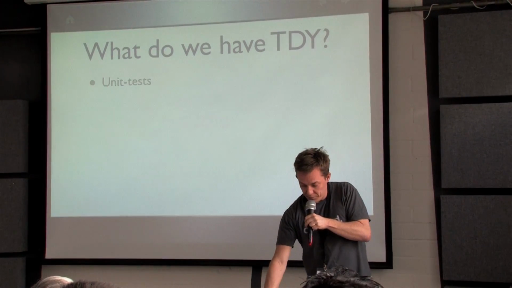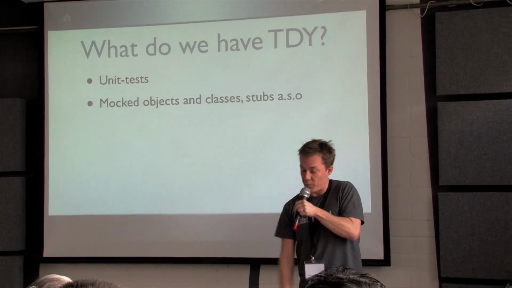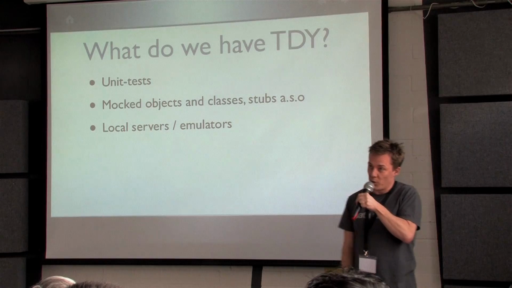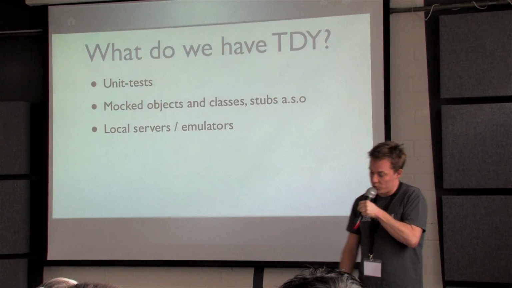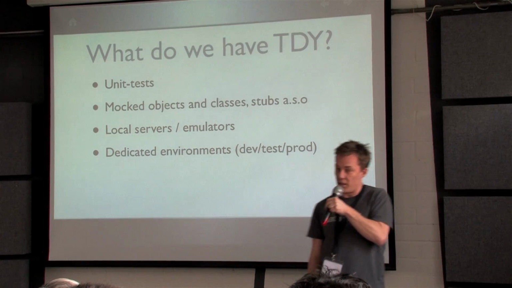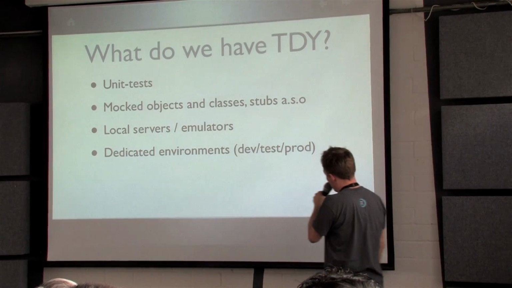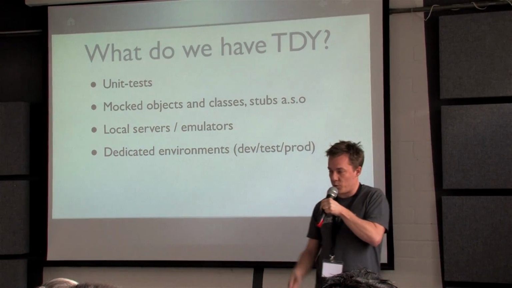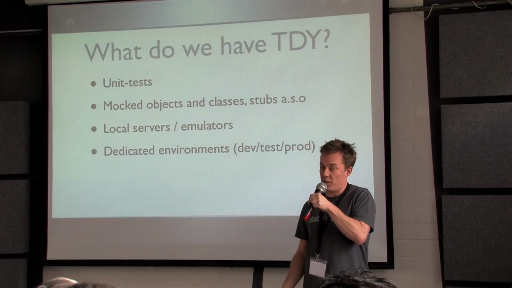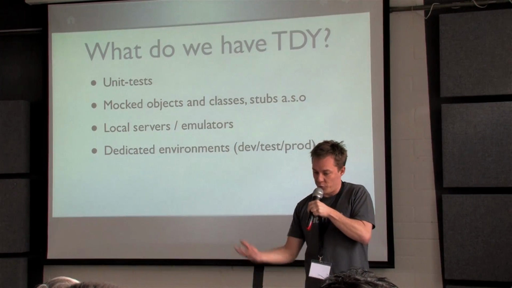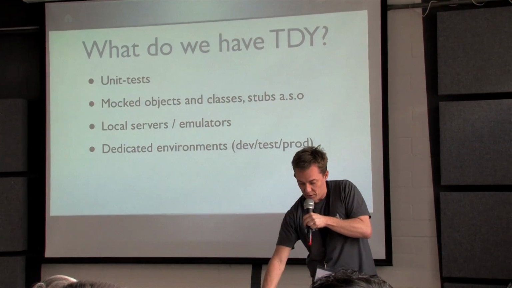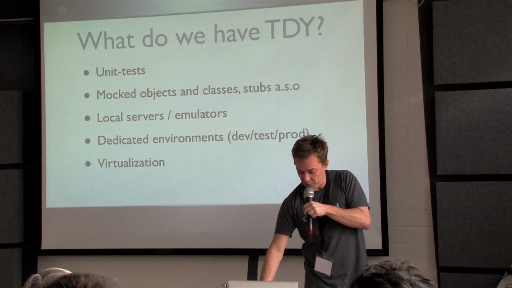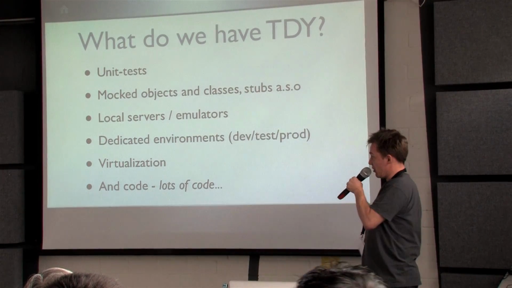So what do we have today? We have unit tests. We have mocked objects and classes and stubs and whatnot. We have local servers and emulators. A lot of really good stuff in our toolchain today. And we have dedicated environments like development, test, and production, which need to be maintained. We saw the presentation yesterday, which showed how many environments it would actually require to fill all the requirements coming from outside. And then we have virtualization, which is a really nifty thing if you want to do this. And we have code. We have lots and lots of code.